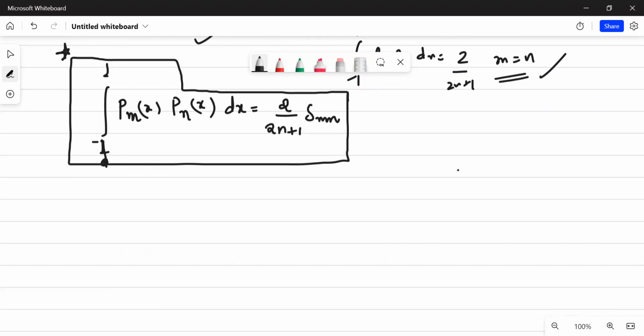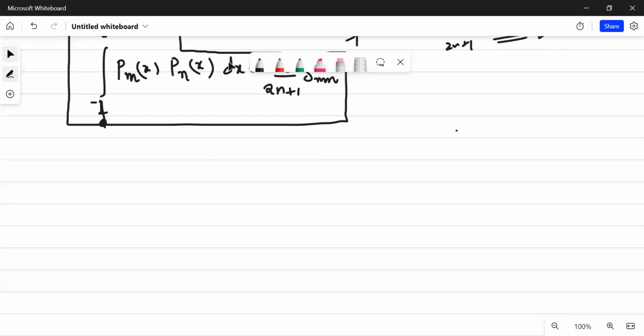Is that clear? Now let us move to a few more properties. We'll do only the very important properties, because otherwise there are too many things to be done in Legendre's polynomial itself. Let us first concentrate on one of the properties, and most of the properties you'll find can be done even by the Rodrigues formula.